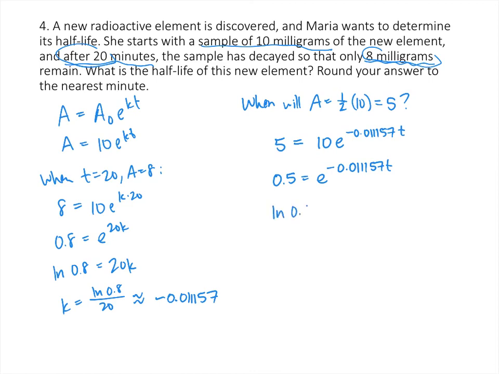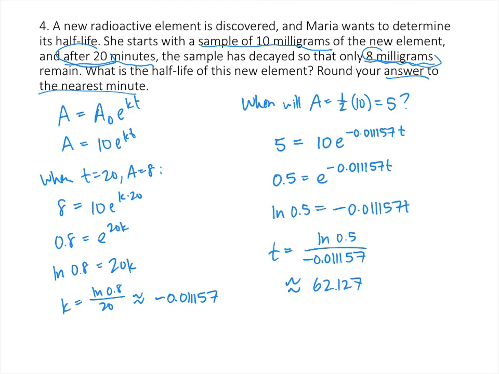Rewriting that equation in log form gives us natural log of 0.5 equals negative 0.011157t. Dividing both sides by that value of k, we get natural log of 0.5 divided by negative 0.011157. When we put that in our calculator, we get 62.127. We're asked to round to the nearest minute. t was measured in minutes, since we had 20 minutes, so everything has already been in minutes. So this is 62 minutes, and that's our answer.